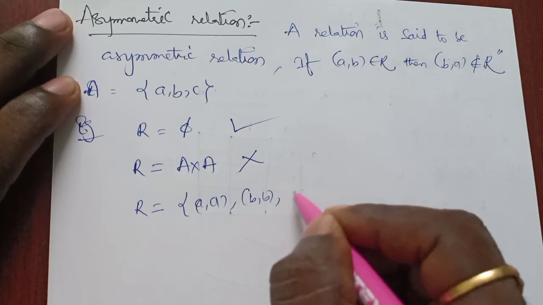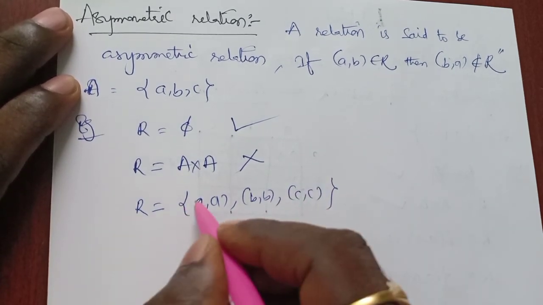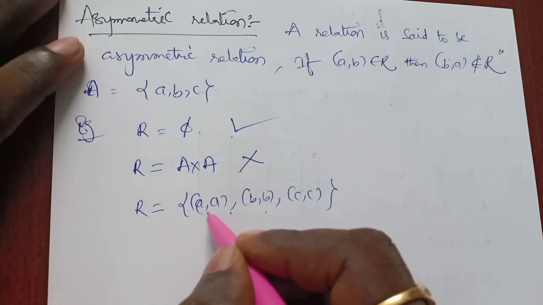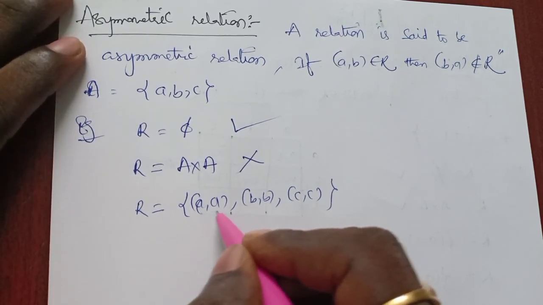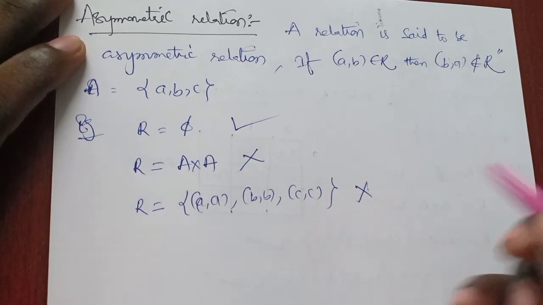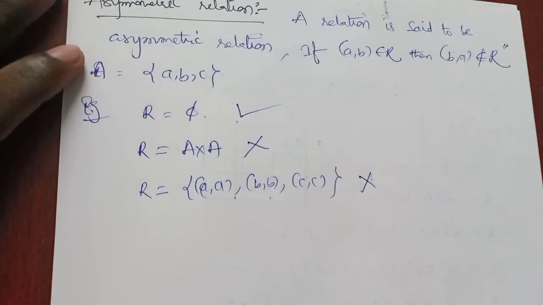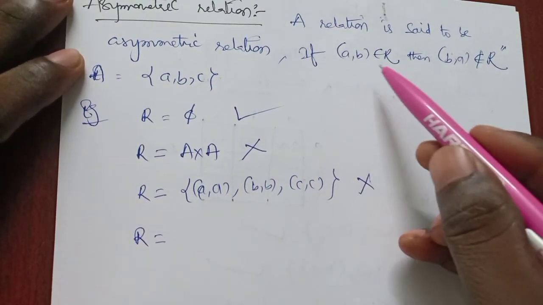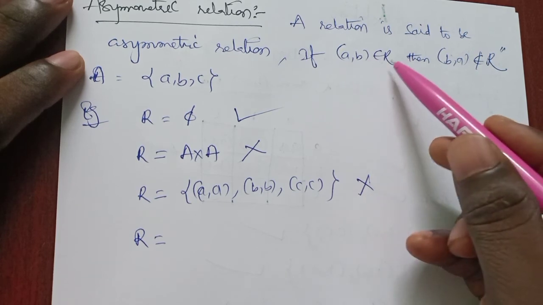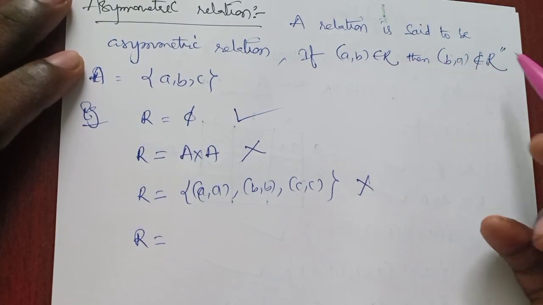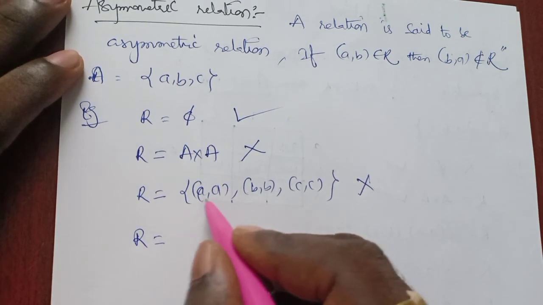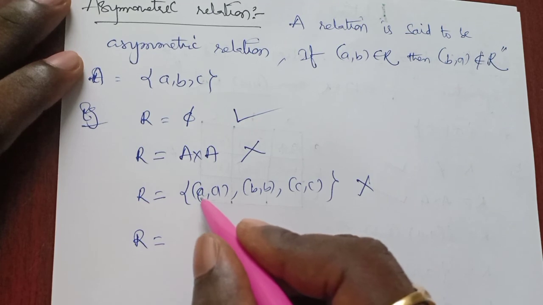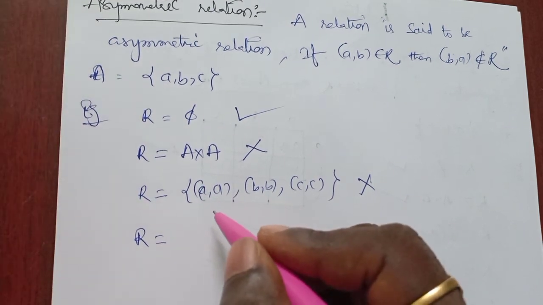Now, (A, A), (B, B) and (C, C). If you interchange the elements here, (A, A), what do we get? (A, A). So it is not possible in an asymmetric relation. That's why it is not said to be asymmetric. Why? Because what is asymmetric? If (A, B) is present in the relation, (B, A) must not be present. So if (A, A) is here and you interchange it, we get (A, A), so it obeys symmetry. That's why it is not asymmetric.